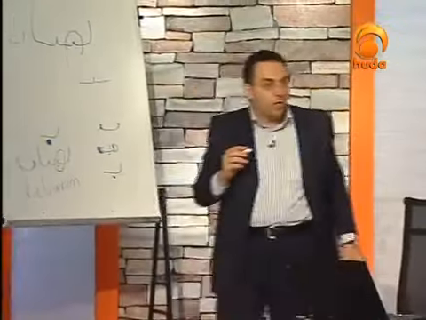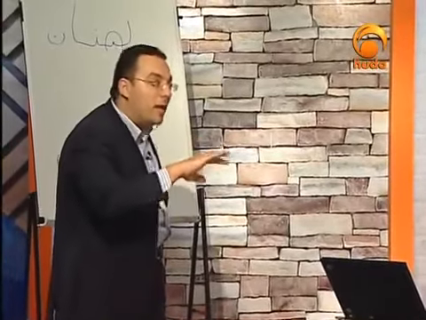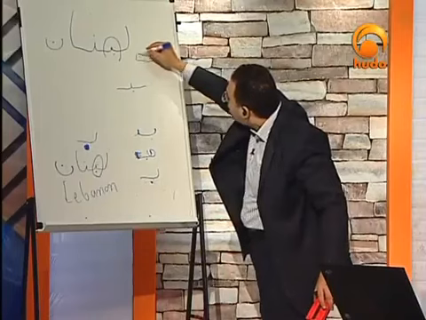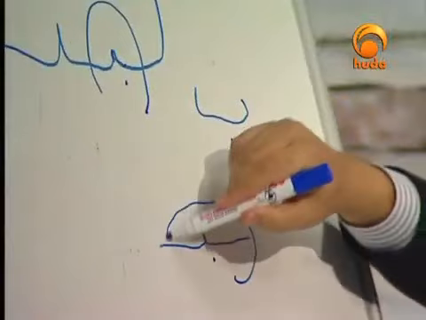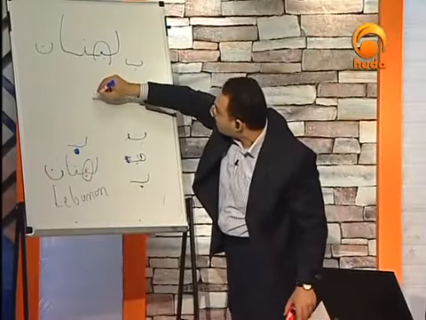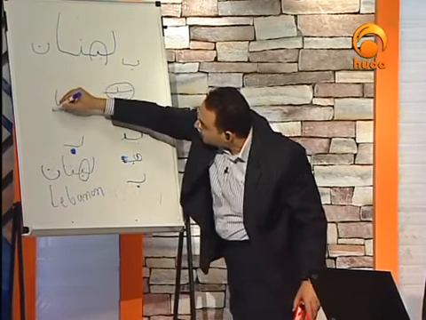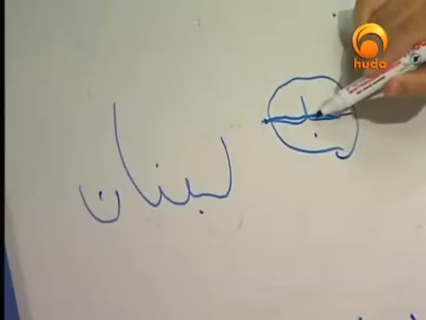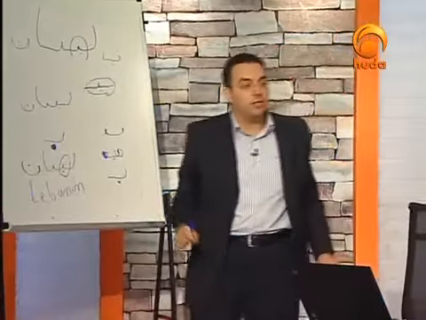Now, can you see a difference between writing ba as an independent shape? Do you still remember that? Now, do you see this? Lebanon. Here it is. Well, this is ba when it comes in the medial position.